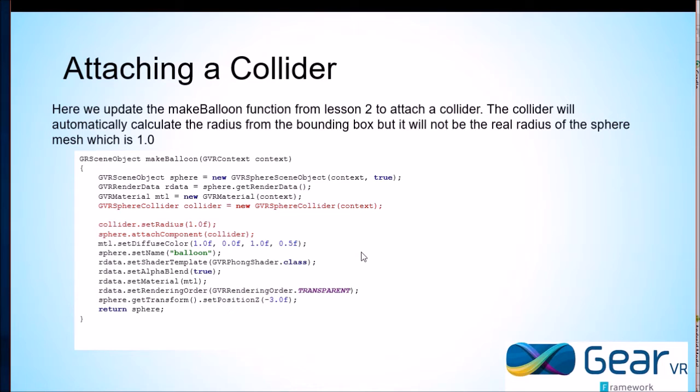Now note that with sphere colliders, even though the object is a sphere, the collider is computed from its bounding box. So if you let it automatically compute from your mesh, it'll compute from the bounding box, which is actually a little bit bigger than the sphere mesh would be. So here we're going to explicitly set the radius to 1 because that's the radius of a GearVR sphere by default. And let's do that now in code.